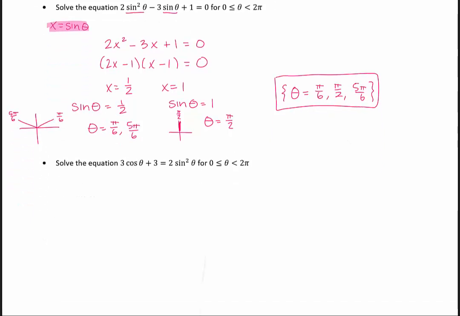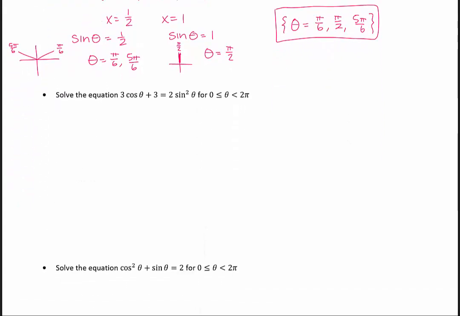Okay, so this next one is looking at 3 cosine of theta plus 3 equals 2 sine squared. Now, the important thing to keep in mind is the Pythagorean theorem, right? We can do x squared plus y squared equals 1. In a triangle, I also have leg squared plus leg squared equals hypotenuse squared. We also have a trig identity, sine squared of theta plus cosine squared of theta equals 1. This is probably one of the most important trig identities that you'll ever see, and really the only one we're going to use this year. So you definitely want to have this one memorized.